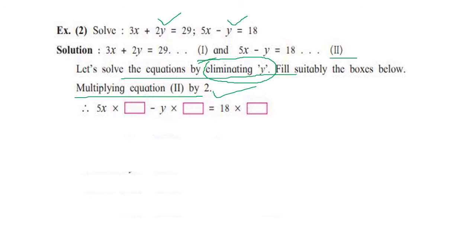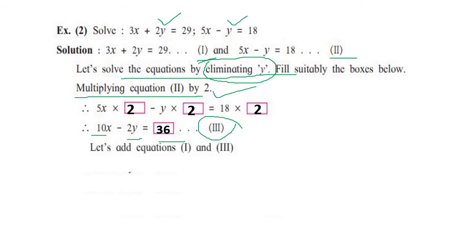इधर आपको लिखने को बोला है टेक्स्ट बुक में, तो आप इधर 2 लिखेंगे, 2 से मल्टीप्लाई कर रहे हैं सेकंड इक्वेशन को. ईच टर्म इन द सेकंड इक्वेशन, मतलब 5x को, माइनस y को और 18 को हम 2 से मल्टीप्लाई कर रहे हैं, एंड वी आर गेटिंग 10x. 5x into 2 became 10x, minus 2y and 36. दिस इज आवर थर्ड इक्वेशन. रिमेंबर, हमको फर्स्ट इक्वेशन सेकंड इक्वेशन दिया है, थर्ड इक्वेशन हमने डिराइव किया.